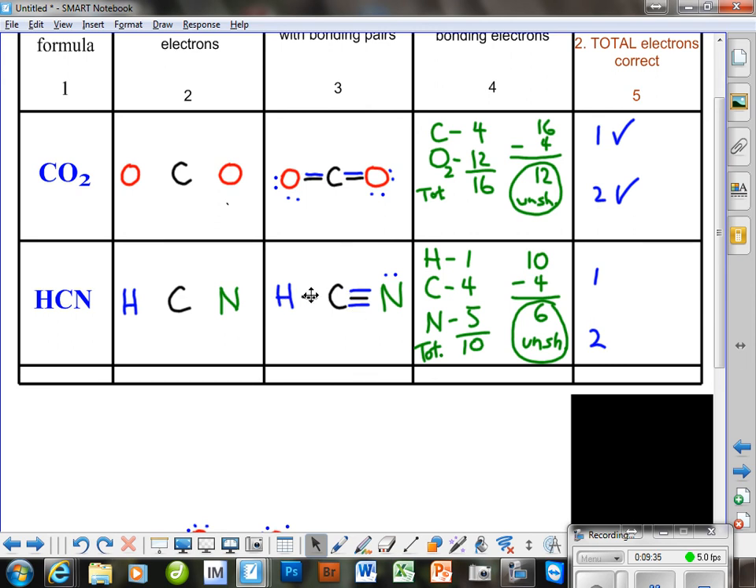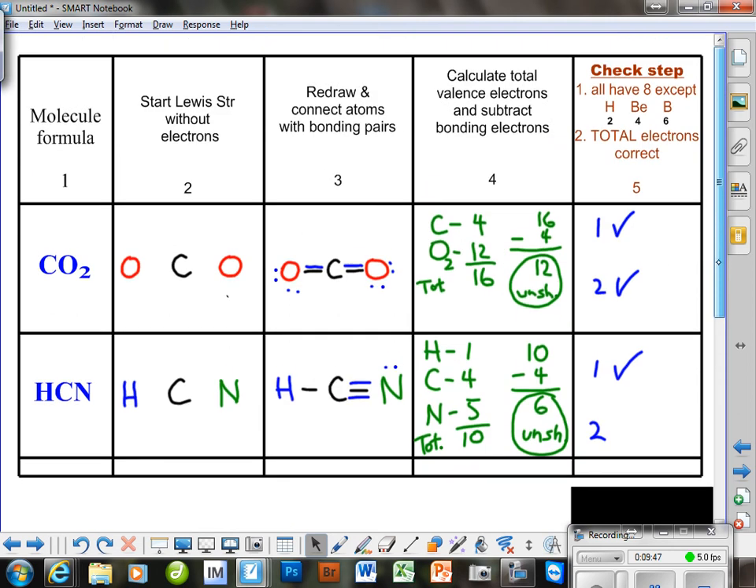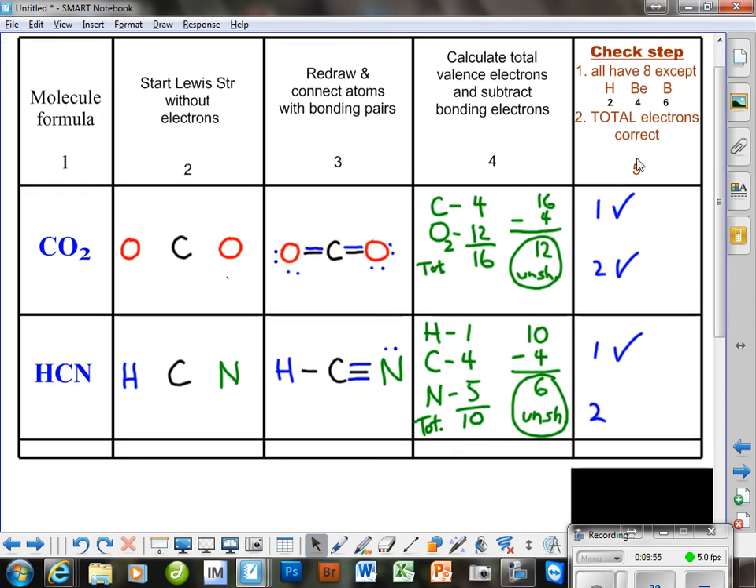And hydrogen has 2 in the bond. So everybody has the right number of electrons. Remember, hydrogen is one of those that is an exception. He doesn't want 8, and that says it up here in our little chart in the top right-hand corner. Hydrogen, beryllium, and boron are exceptions. So everybody else has 8.